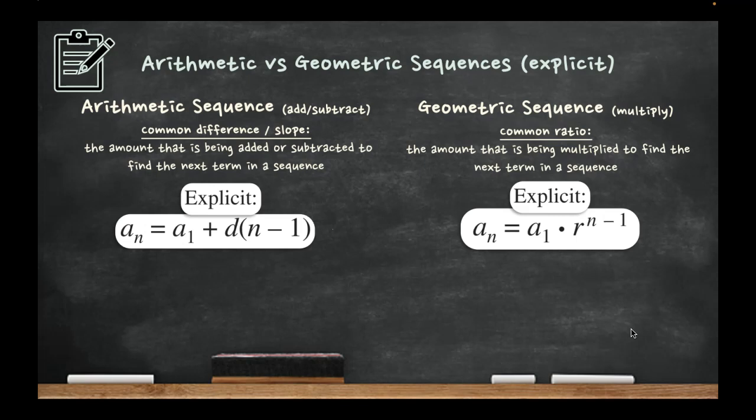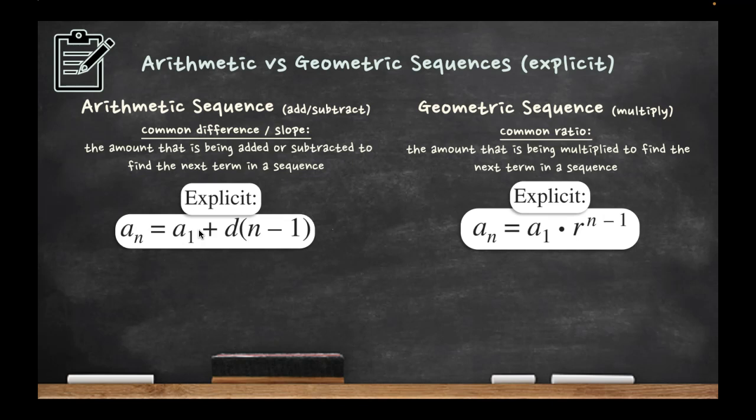Now let's look at the explicit formulas. These formulas are also on your formula sheet. You do not have to memorize these. You just need to know how to use them. Now let's read through them. This is the arithmetic sequence explicit formula. This is the most important one because this is the one that can hop to any term that you need.